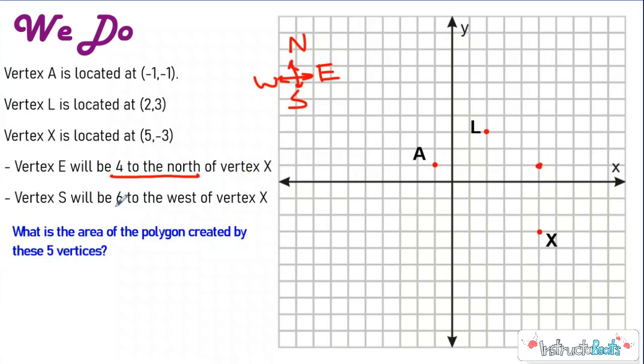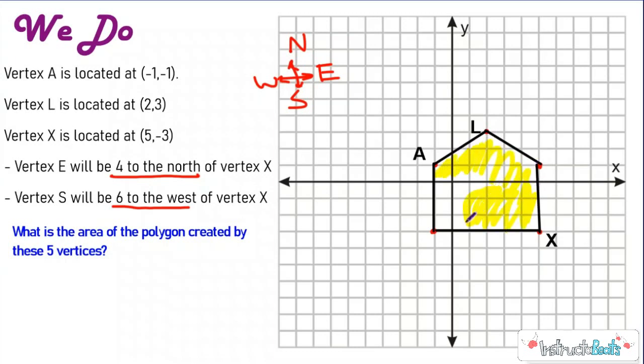Vertex S will be 6 to the west of vertex X, which means we're going to start at vertex X, go 6 to the left on my x-axis. So 1, 2, 3, 4, 5, and 6. And I am going to connect my shape. And you can see right here that I have just made a pentagon. Now this line's a little bit crooked, but it is a pentagon right here. So I want to find the area of this pentagon.